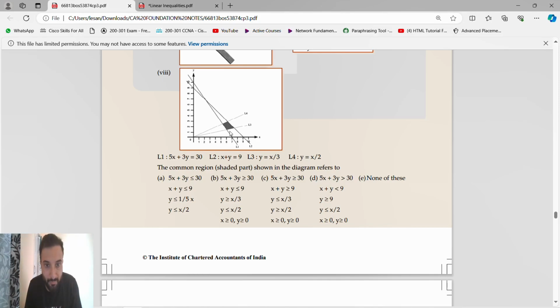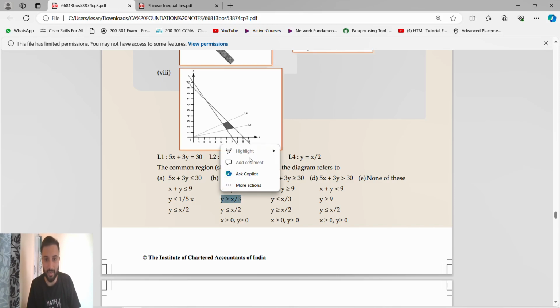Now line 3. Line 3 is this, and the shaded region is upper. Upper means greater than. Line 3 is greater than. But see here, guys, line 3 is y is equal to x by 3, so it is not 9. So y is x by 3. See the line, line 3. So what is the answer? The answer is line 3, because the line 4 symbol is the same. So by this, as I said, if the symbols are the same, you have to see the given equations and match which equation is matching. That is the correct answer.